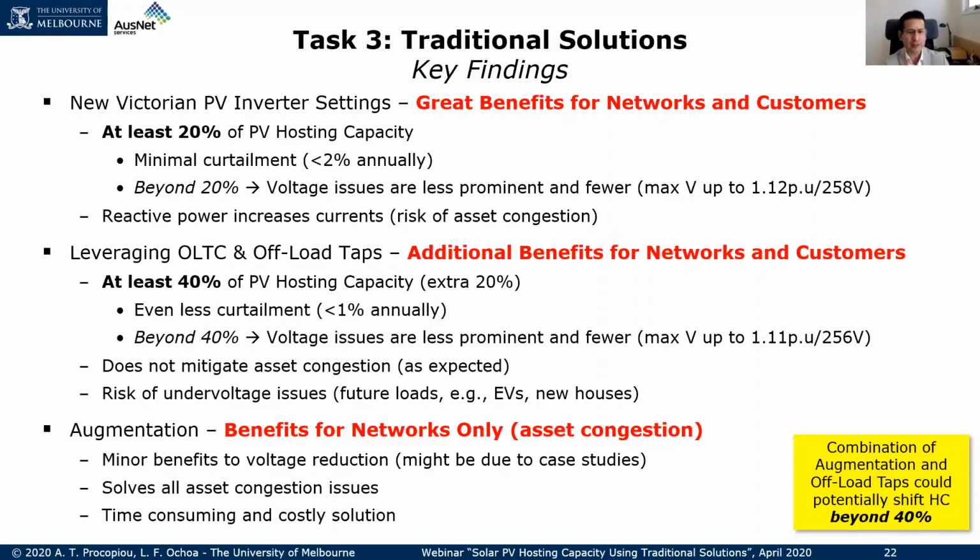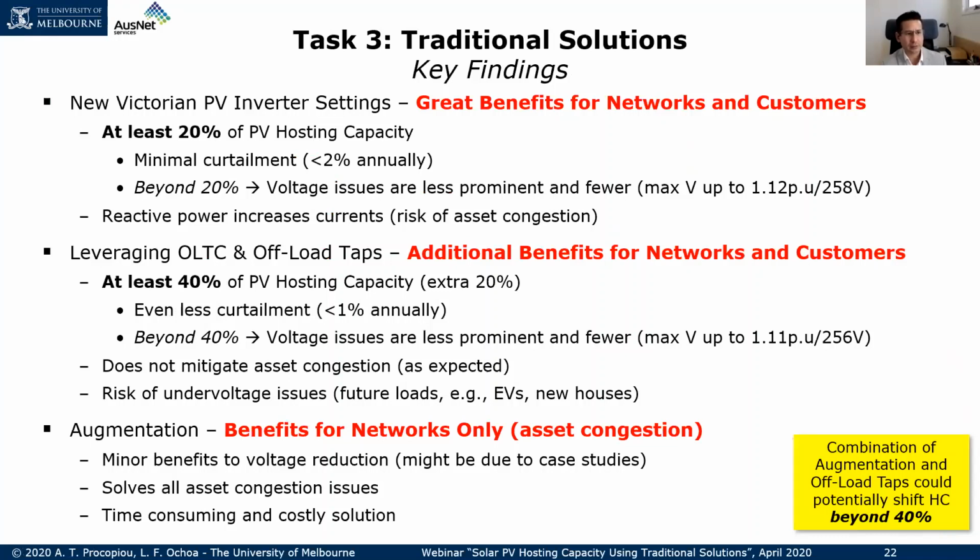Now, the moment that we put the additional solutions, they bring additional benefits. And that's interesting because then we can move to at least 40% of hosting capacity. And this is quite significant. So by going with solutions that distribution companies around the world are already very aware of and already using, we can ensure that we can have at least 4 out of 10 houses with solar photovoltaics. Of course, this is in the context of having the new Victorian settings, all right? That's very important. With these added solutions, we also see less curtailment, which is also fantastic.